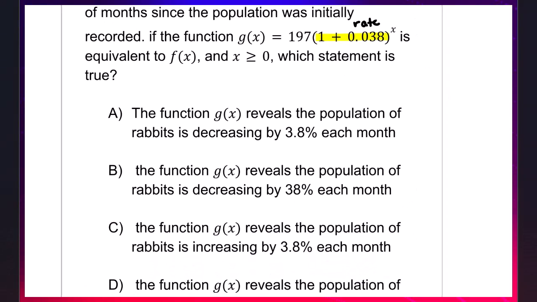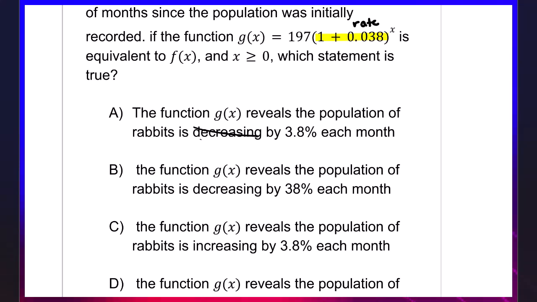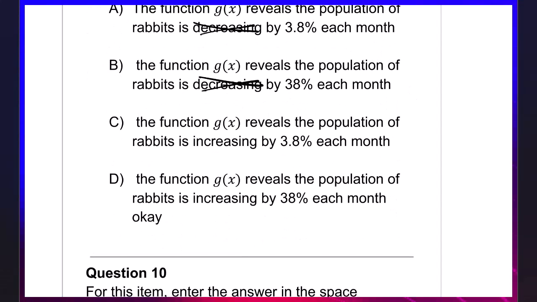So I'm going to go ahead and just get rid of anything that says it's decreasing because those are definitely not going to be it. And it has to grow by this much. You've got to change that to a percent, and that is 3.8%. And you notice one of these choices is a decimal off, so do not choose the wrong percent.